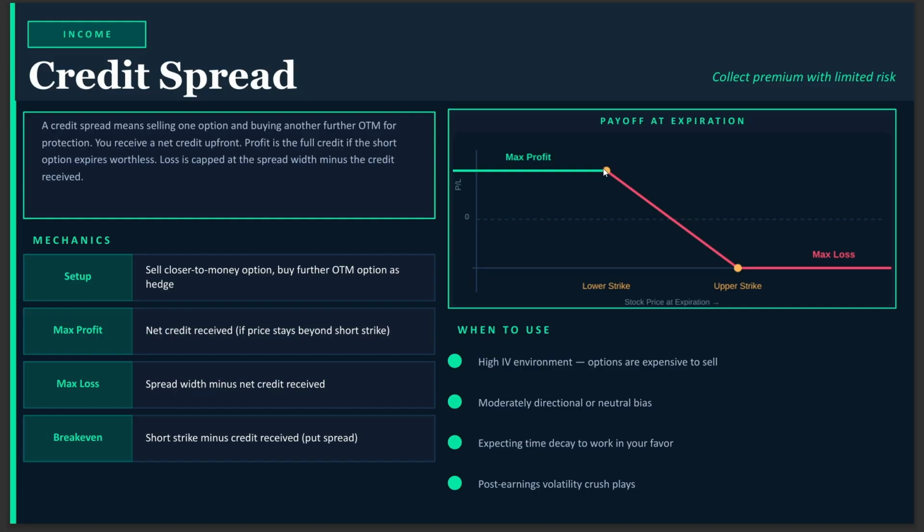Any questions on credit spreads before I move on? Any questions at all? Feel free to type in chat if you have a question.